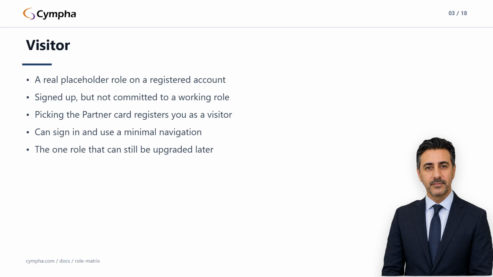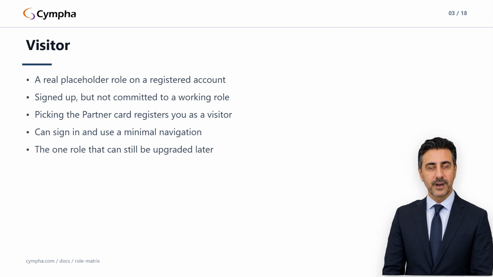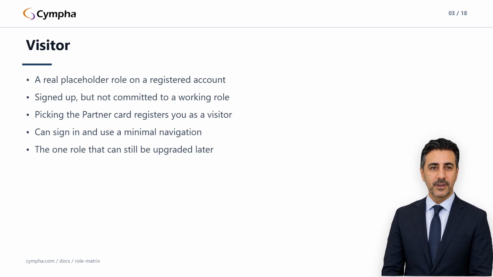What can a visitor do? Sign in, and use a minimal navigation. They land on a minimal dashboard. That's the extent of it. There's no queue, no cases, no team. But visitor carries one privilege nothing else has, and it's worth remembering: visitor is the one role that can still be upgraded later. Every other role in this lecture is set once and permanent. So if somebody in your organization genuinely doesn't yet know what they'll be doing on Cympha, visitor is the honest place to park them.